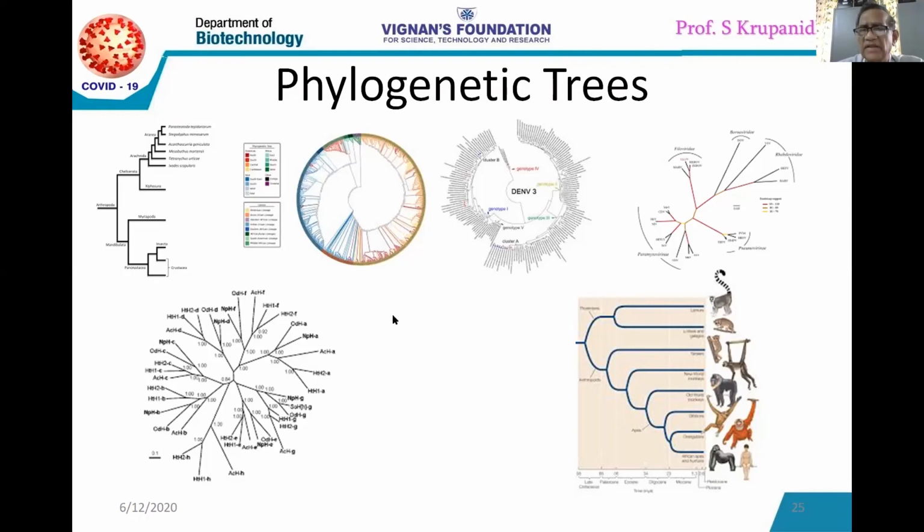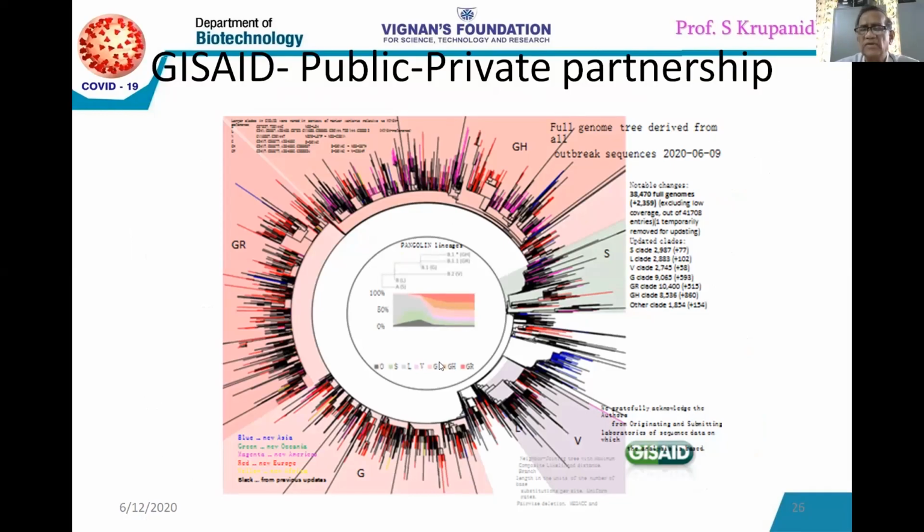As a result, in our Vignan University, we have a course of 48 hours for BTech students on molecular phylogeny and evolution. We have given much emphasis to this. Apart from that, please have a look at this. This is borrowed from GCID, and these people have done a lot of work. They collected genome sequences of the coronavirus from all over the world, compiled them, and made a tree.